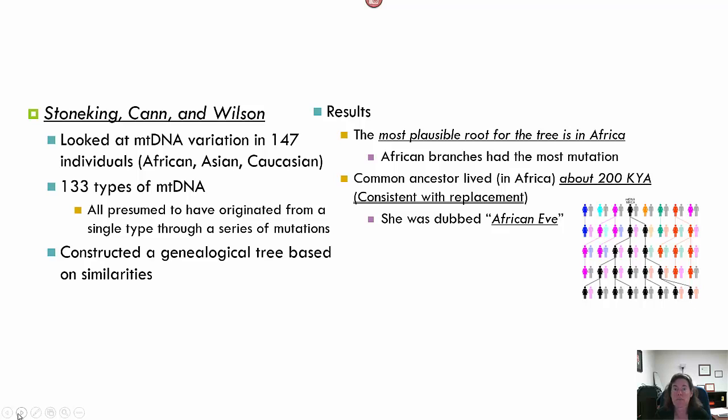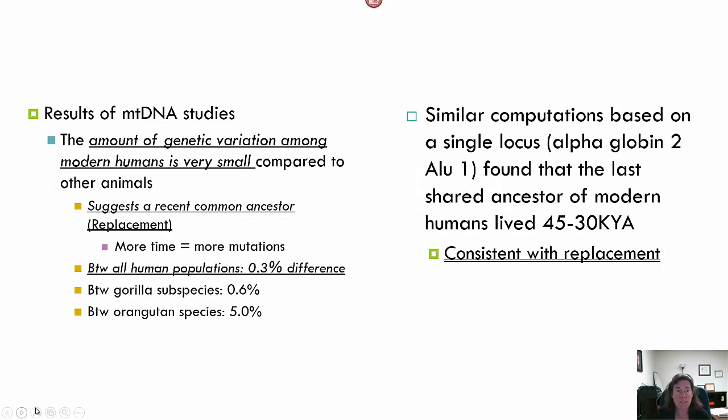So what were the results? The most plausible route for the tree is in Africa. So the African branches all had the most mutations in mitochondrial DNA. Secondly, the common ancestor lived in Africa approximately 200,000 years ago. Once again, this is the equivalent of replacement, suggesting that the genetic data is in concurrence with the replacement model. This individual from 200,000 years ago was dubbed mitochondrial Eve.